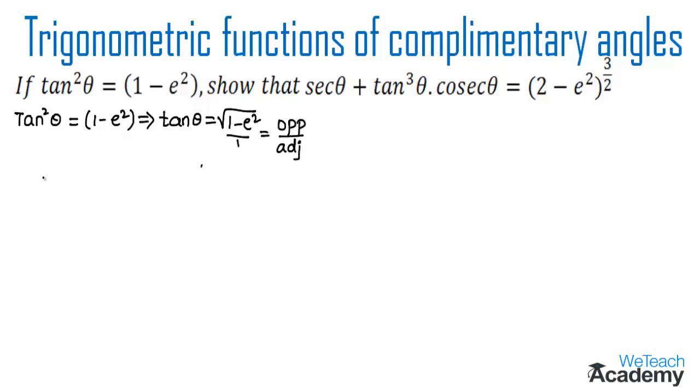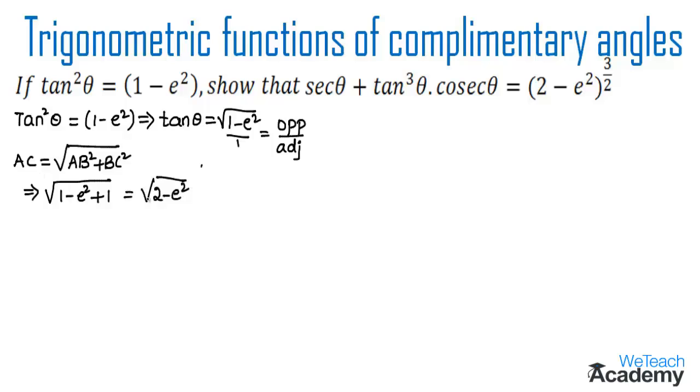And now let us find the value of the hypotenuse, say AC. So AC will be equal to under root AB square plus BC square. Now substituting the values of AB and BC, that is the opposite and adjacent sides, the square of AB, that is under root 1 minus E square whole square. So here the square roots get cancelled and we get the value of AB square as 1 minus E square plus the value of BC square, that is 1 square, which is 1. So that implies we get under root 2 minus E square as the value of AC.